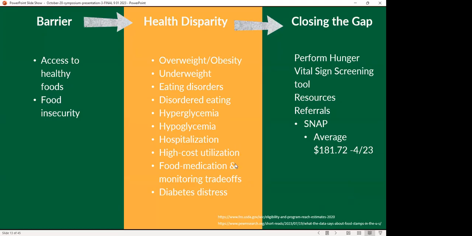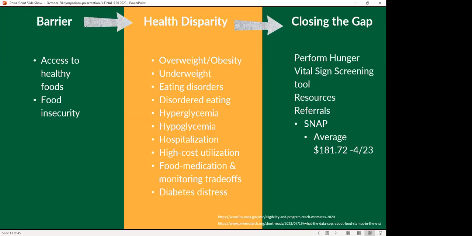So what I wanted to show you is that the average person, when it comes to SNAP, the nutrition program, and food insecurity, which I didn't define and would like to define now, is the lack of consistent access to food.